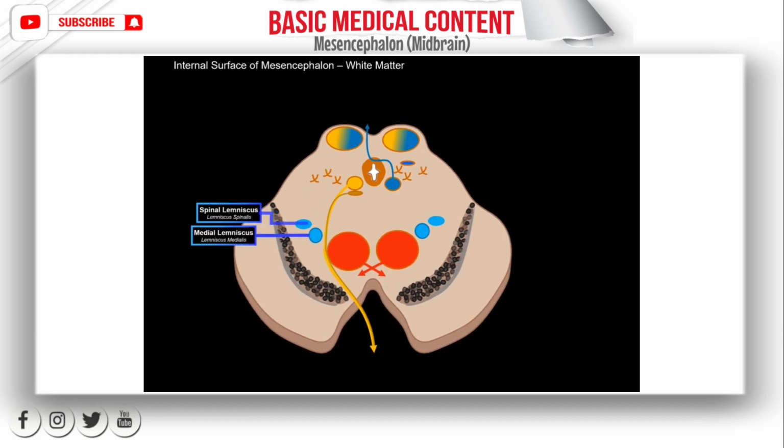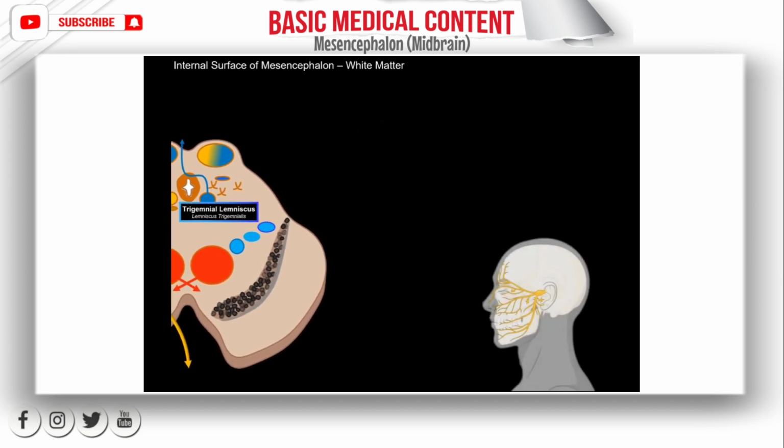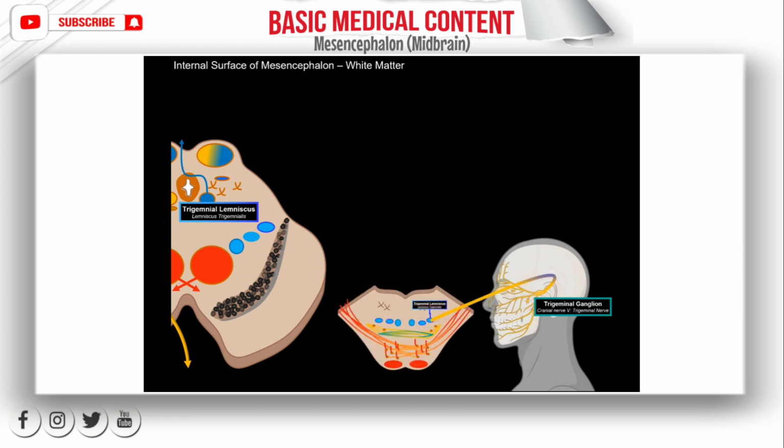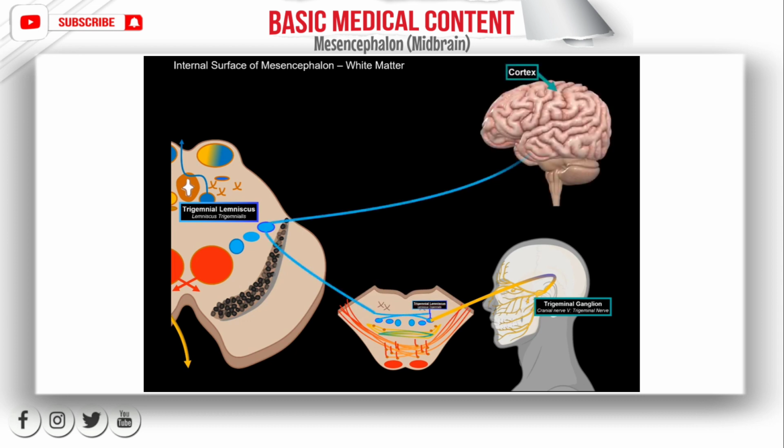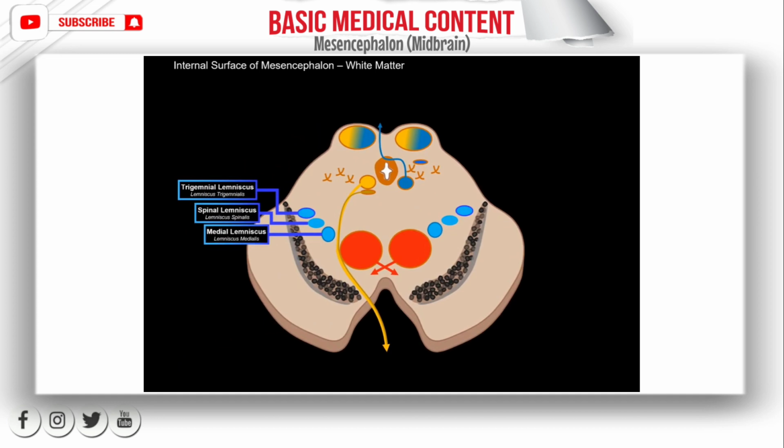So that's this one. Next, we have the trigeminal lemniscus. The trigeminal lemniscus comes from the trigeminal ganglion, which is a part of the trigeminal nerve, the fifth cranial nerve. It receives sensory input from the facial area and sends its axons towards pons. In pons, these fibers will cross to the other side and then ascend through the midbrain to the primary somatosensory area as well.